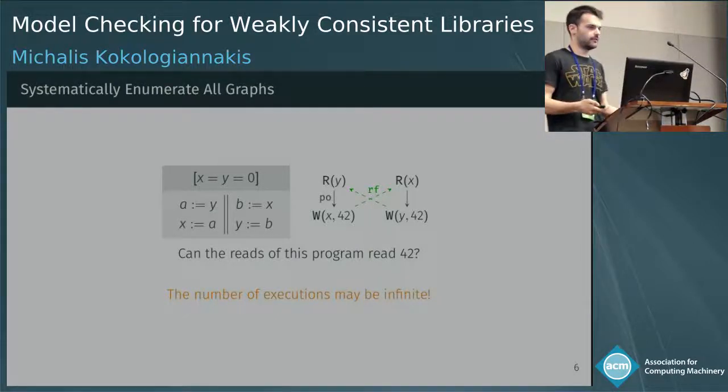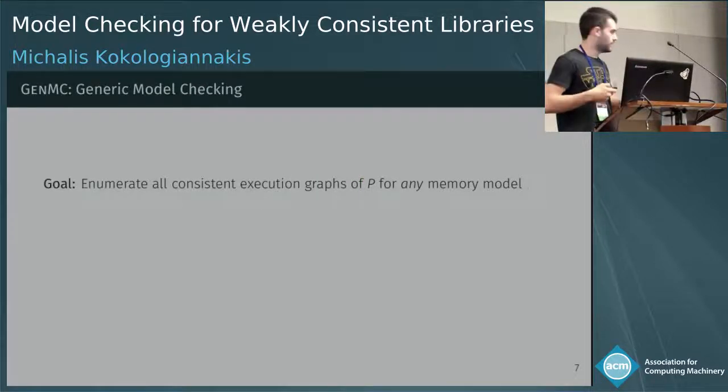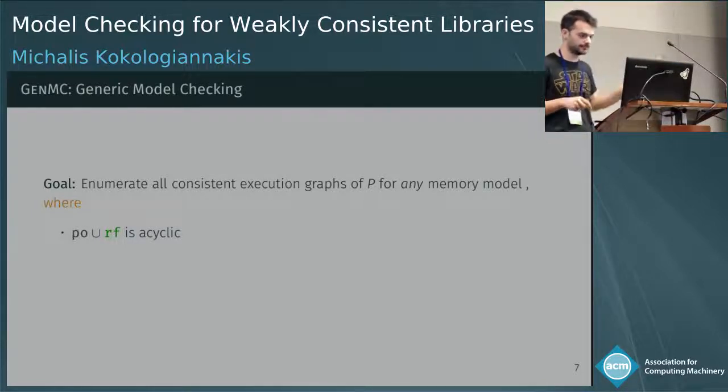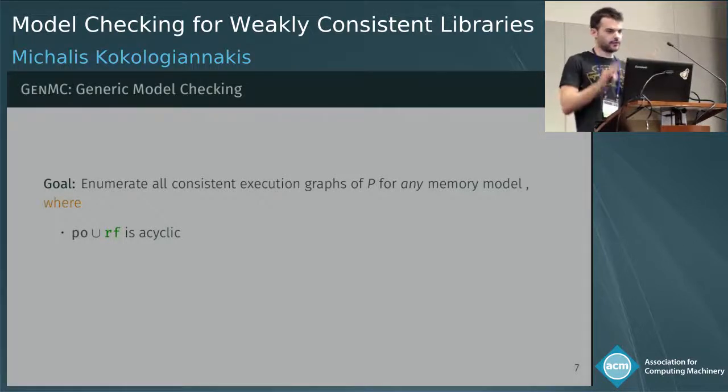And this leads us to our first assumption on the memory model. We demand exactly that we do not want such cycles, such out-of-thin-air behaviors, so we just say that we want PO union RF to be acyclic. So that's good. And if we have that, we can systematically enumerate all executions. And the question that we have to answer right now is how to do that.